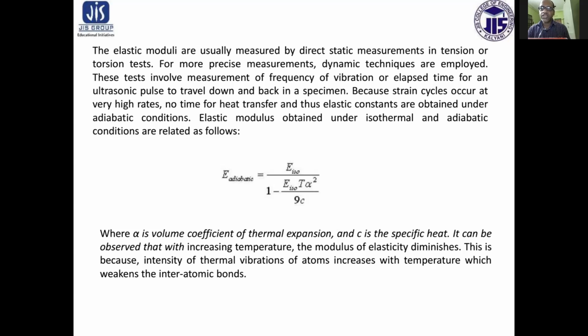Elastic moduli obtained under isothermal and adiabatic conditions are related by this equation: E adiabatic equals E isothermal divided by (1 minus E isothermal T alpha squared by 9C), where alpha is the volume coefficient of thermal expansion and C is the specific heat. It can be observed that with increased temperature, the modulus of elasticity diminishes. This is because the intensity of thermal vibration of atoms increases with temperature, which weakens the interatomic bonds.